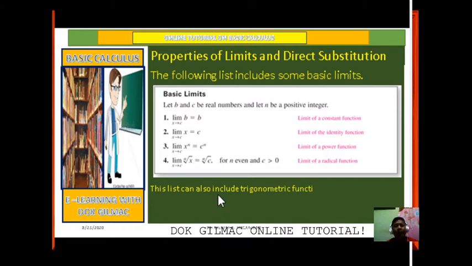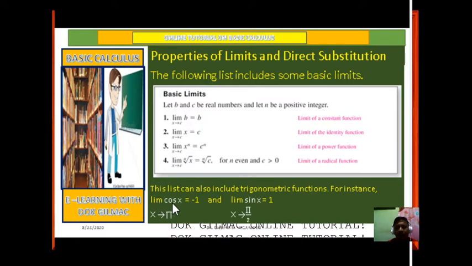This list can also include trigonometric functions. For instance, we have here the limit of cosine x as x approaches pi. Take note, cosine of pi is simply equal to negative 1. And the limit of sine x as x approaches pi over 2, take note that sine pi over 2 is also equal to 1. So take note of that. Sine pi over 2 or sine 90 equals 1. And cosine of pi is the same as cosine of 180, which is simply equal to negative 1.